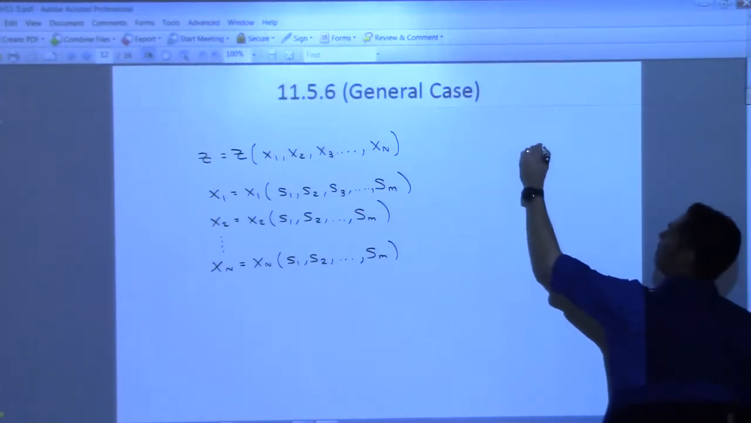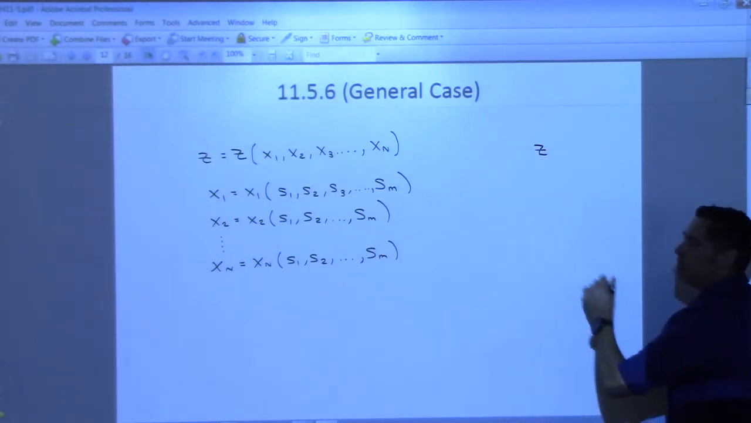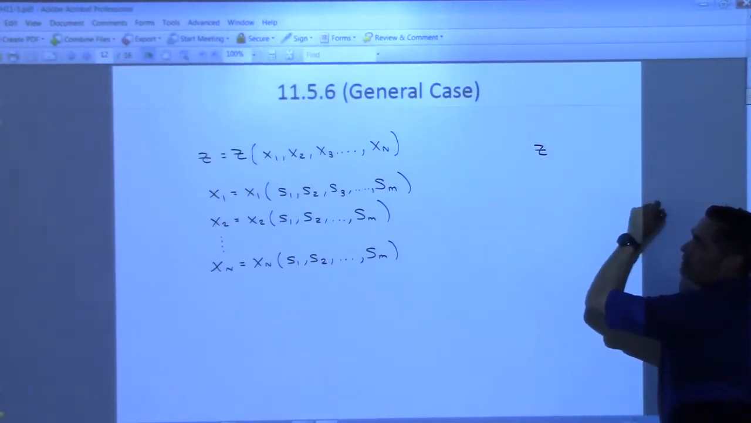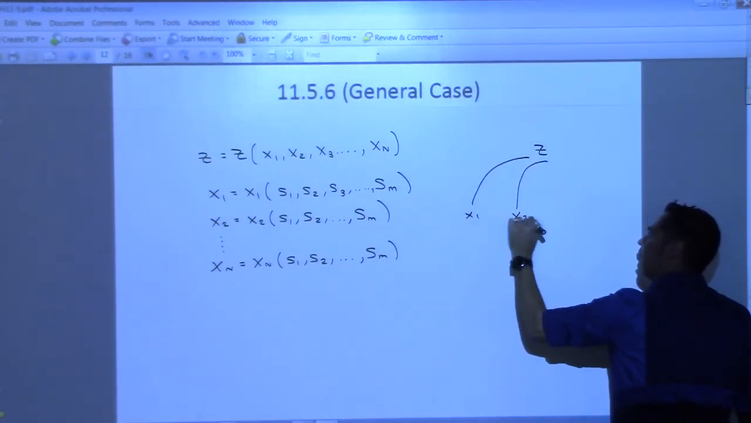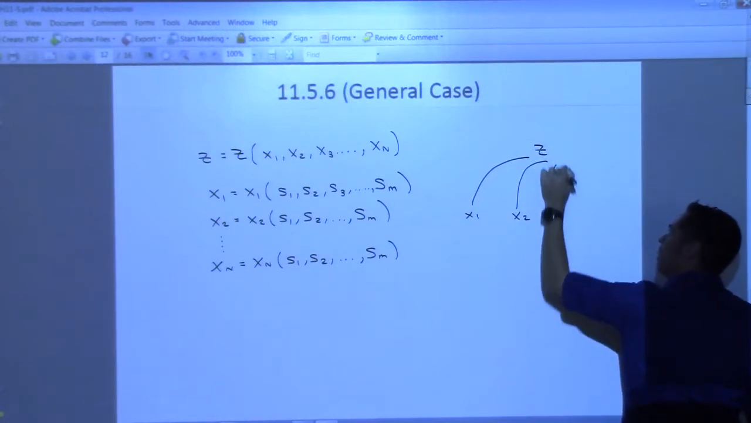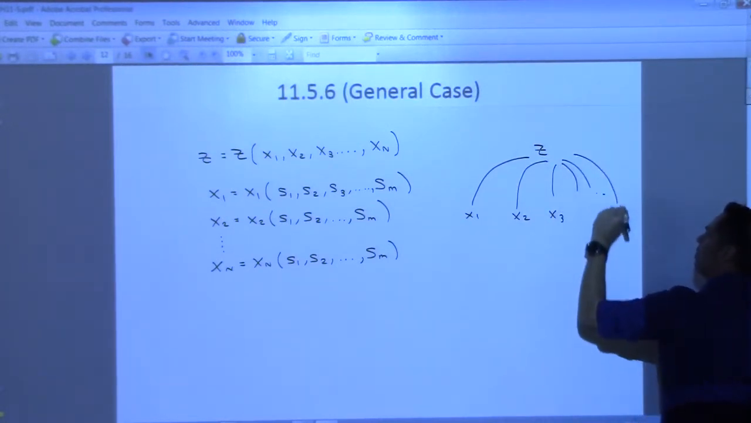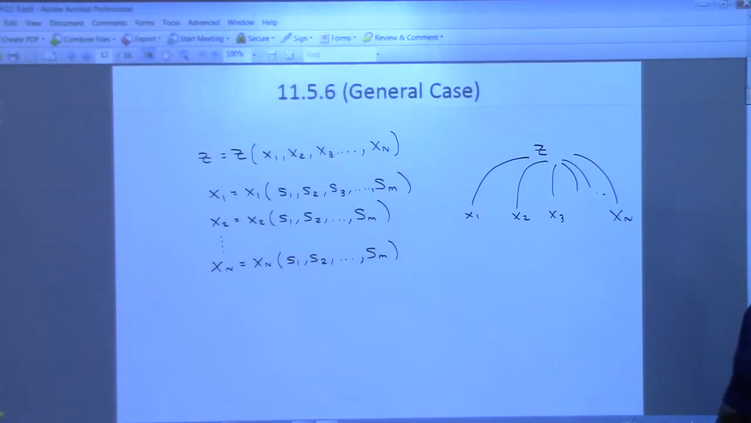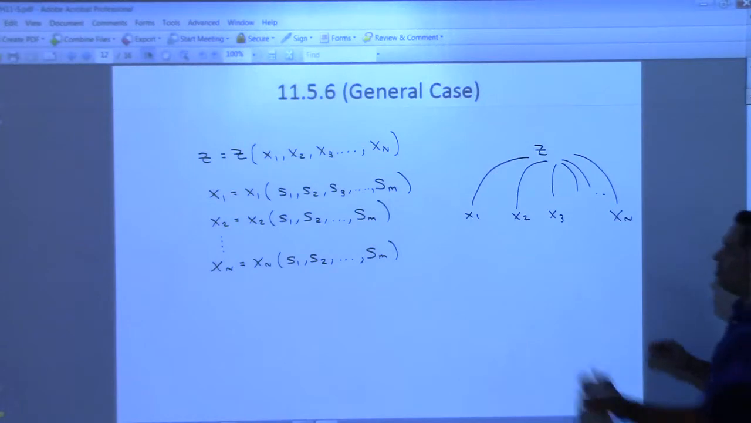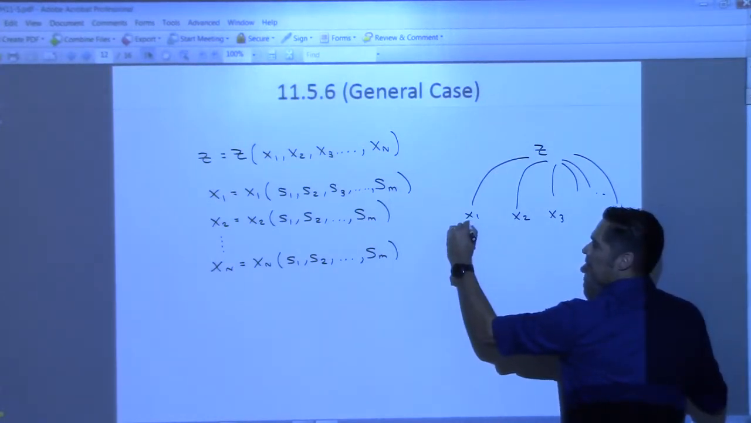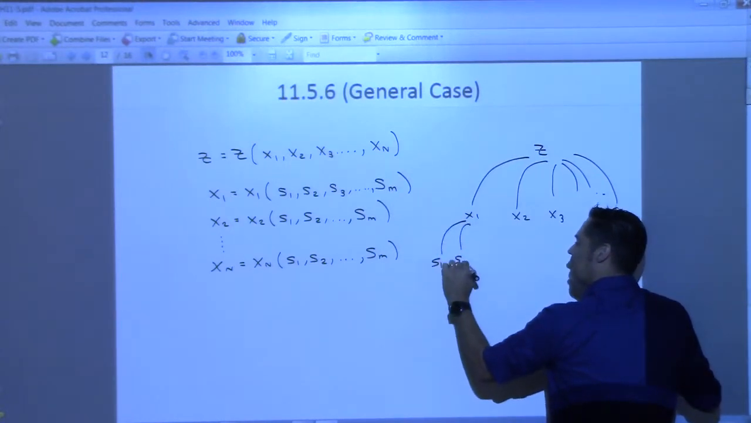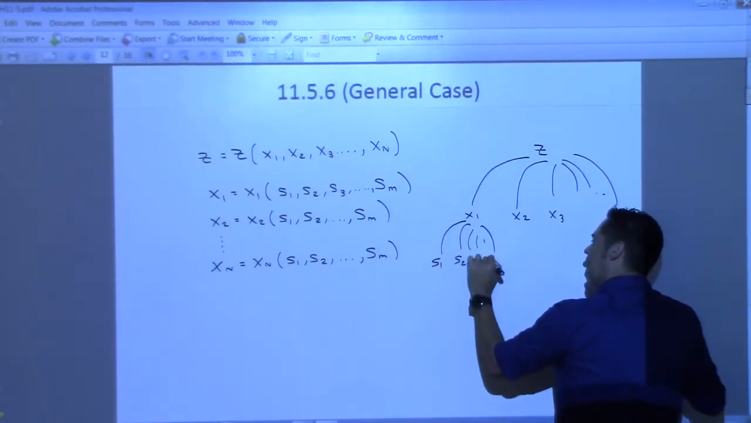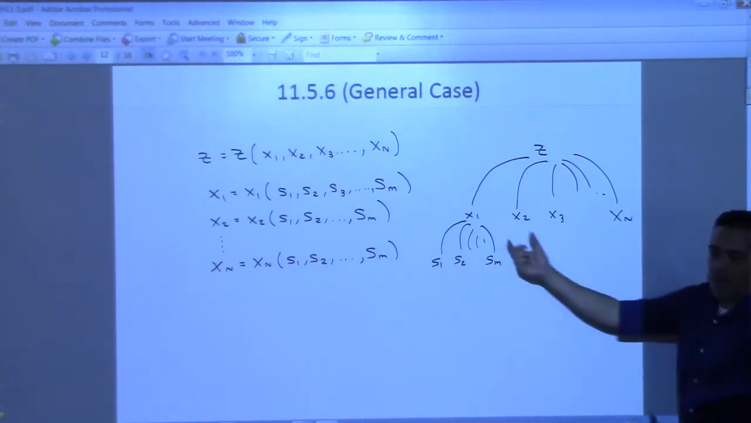We start out with z, right? And z would have how many branches off of it? N of them. So you would have x1, you would have x2, right? x3, and a bunch of these, and then you get to the very last one, x sub n. So there's a bunch of branches in here, right? And then each of those branches has how many branches off it? Yeah, m of them. s1, s2, right? sm. Every single one of these has that, right?